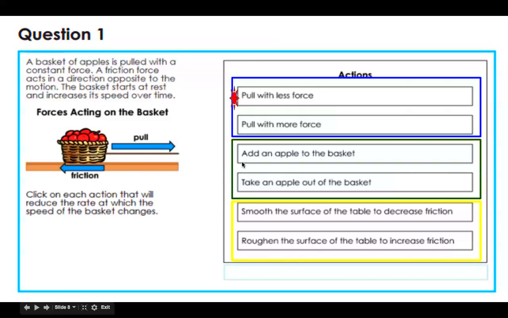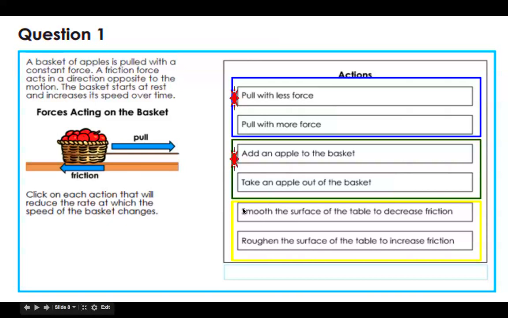In our second box here, in our green, it says add an apple to the basket or take an apple out of the basket. Take a guess which one you think would cause the basket to slow down when you are pulling it. Okay, I know when I add things to something that I'm pulling, it's harder to pull. When I take things out of something I'm pulling, it's easier to pull. So if you were thinking add an apple to the basket, you are absolutely right. That would cause the speed of the basket to slow down.